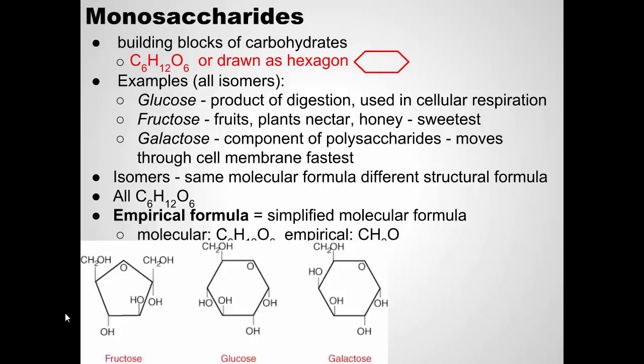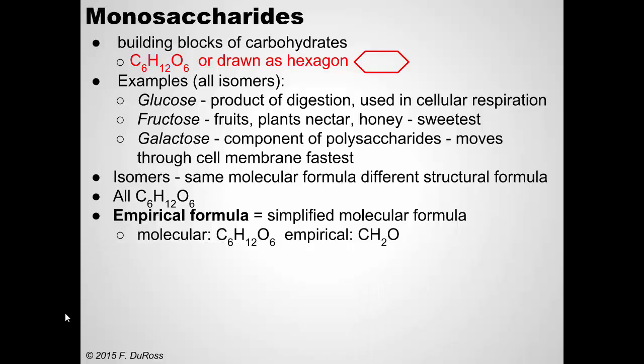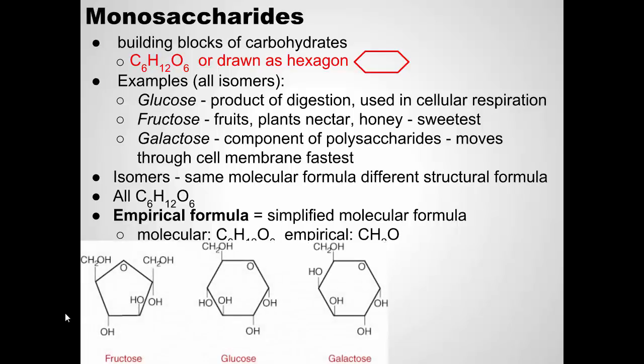And so these are all isomers of each other. They're all C6H12O6. The empirical formula for all of them is CH2O. Okay, and that's one of the ways you could recognize a carbohydrate, by that 2-to-1 ratio of hydrogen to oxygen. So if we look at these three monosaccharides in their ring structure, which you will see them in most often, when you see that ring structure, that's going to be your signal that we're looking at a carbohydrate, at a monosaccharide. So fructose, glucose, and galactose.